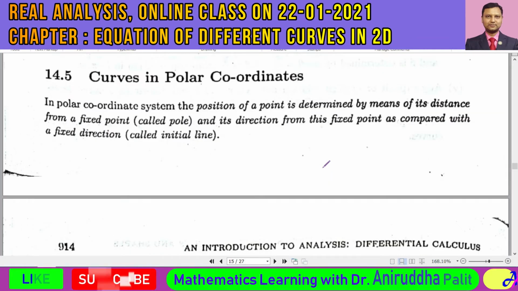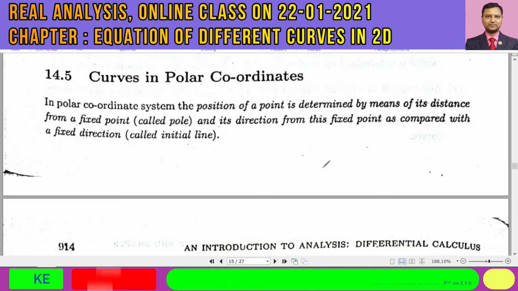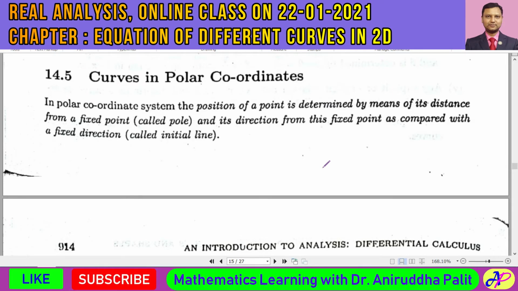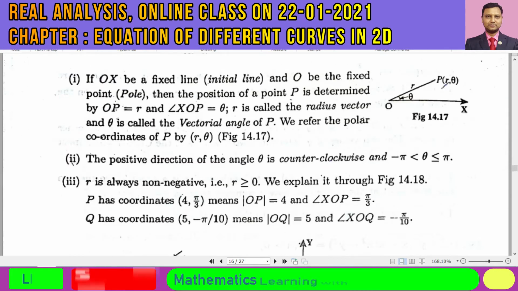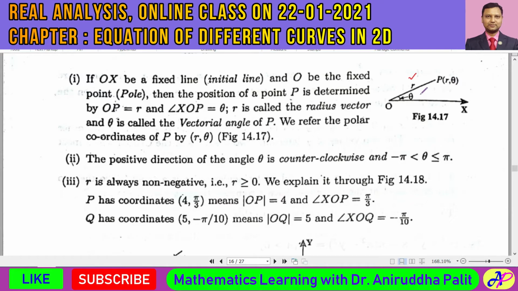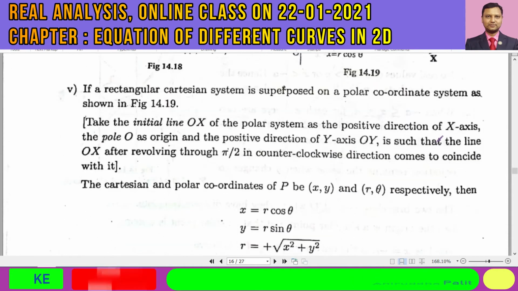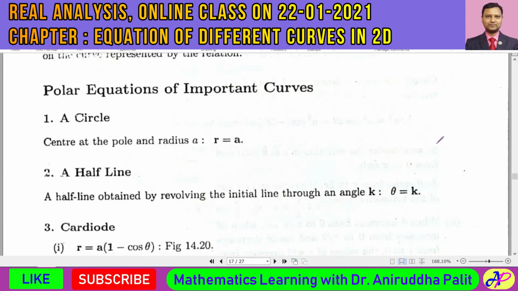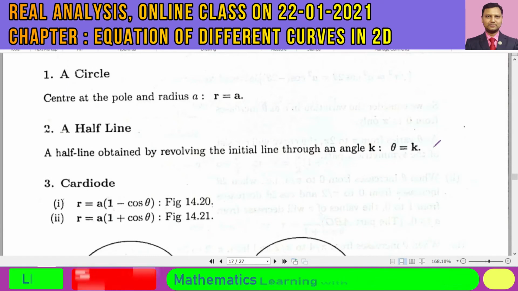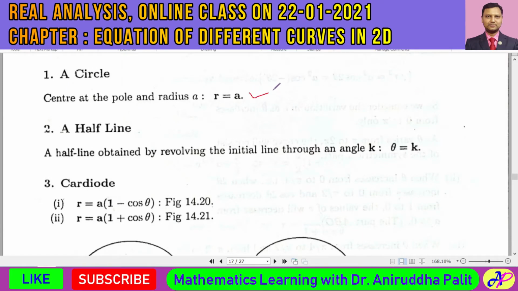Now let's move to some curves related to polar coordinates, and what would be the polar as well as the Cartesian representation of those curves. Polar coordinates means in terms of the radius vector r and the vectorial angle theta, we will have to represent the equation of these curves. So such curves are said to have a polar equation. The first curve we shall consider: a circle can have this kind of polar representation, r is equal to some constant a.